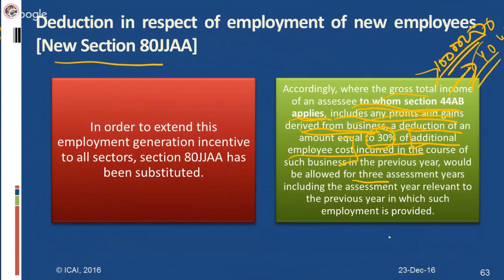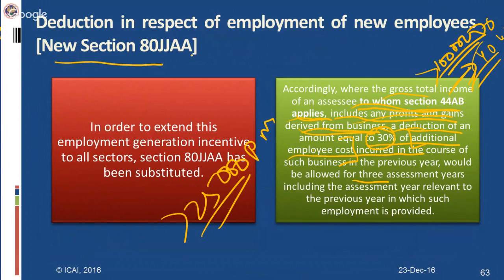These exclusions are the persons in employment whom you employ. If you employ such kind of persons, then you won't get deduction under 80JJAA in respect of such persons. That is an employee whose total emoluments are more than 25,000 per month. In respect of such employees, you won't get deduction under 80JJAA. So the condition is they should be drawing a salary of up to 25,000 per month.